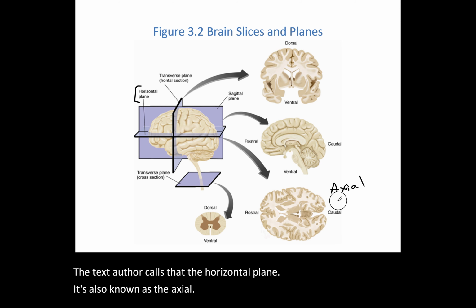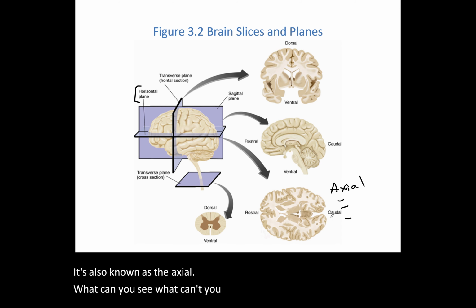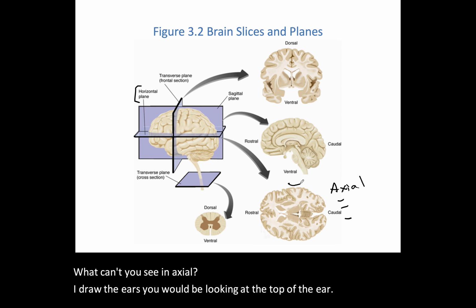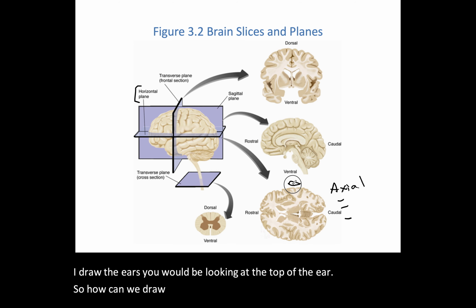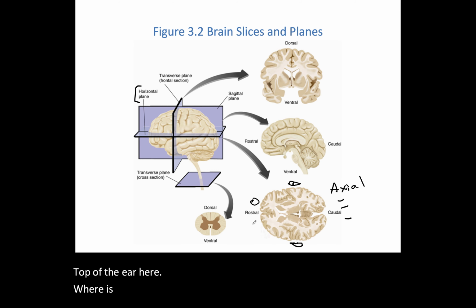So what can you see? What can't you see in axial? Let's draw the ears. You would be looking at the top of the ear. So how can we draw that? Sort of something vaguely like that. Top of the ear here. Where are the eyes? The eyes are here. Nose, the rostrum, right there. Okay, so what can you see? Can you see left to right hemisphere? You sure can. You can see both ears, can't you?